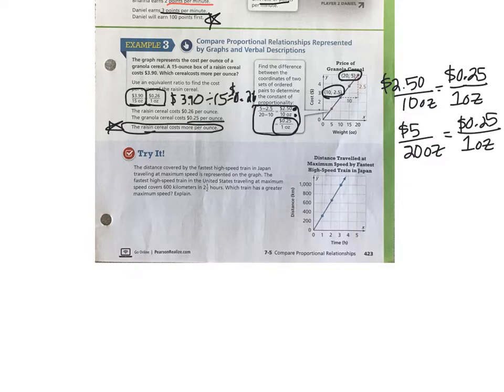Now I would like for you to try the try it problem. Again, you're given some information within the word problem itself, and then you have to look at the graph to determine the unit rate there, and then make your comparison. All right, come back and check your answer when you're ready.